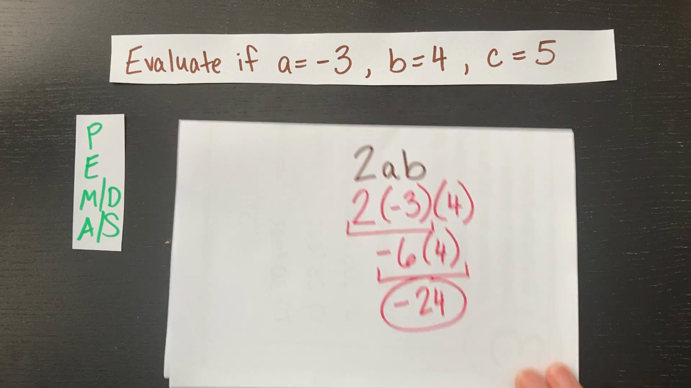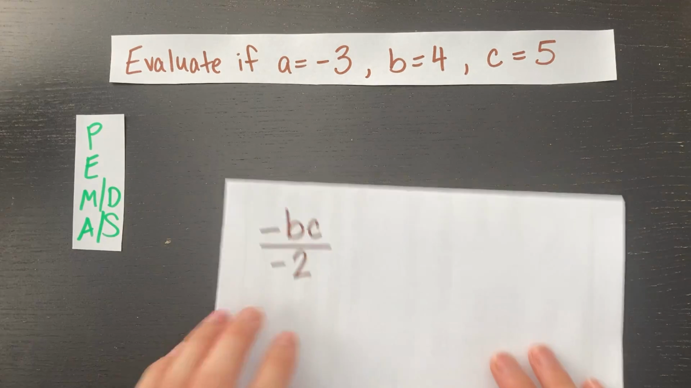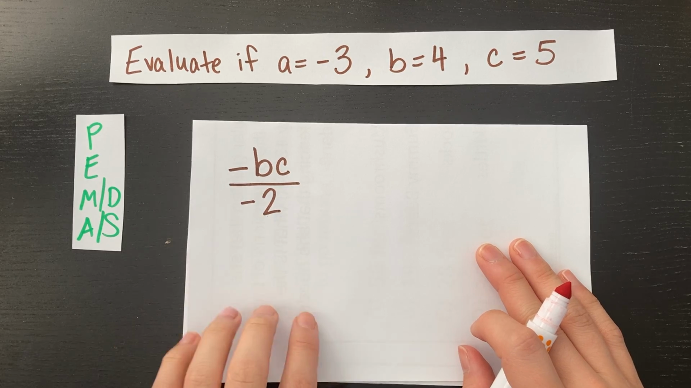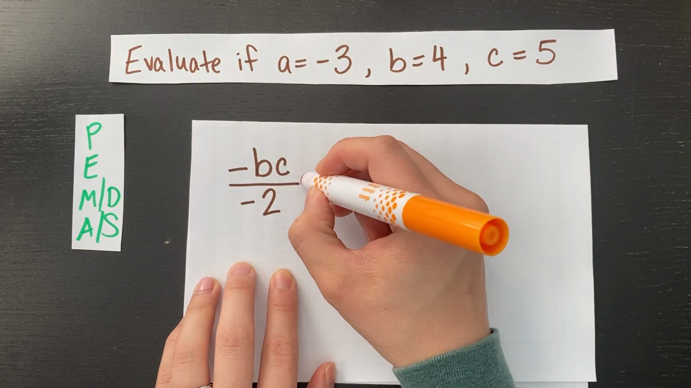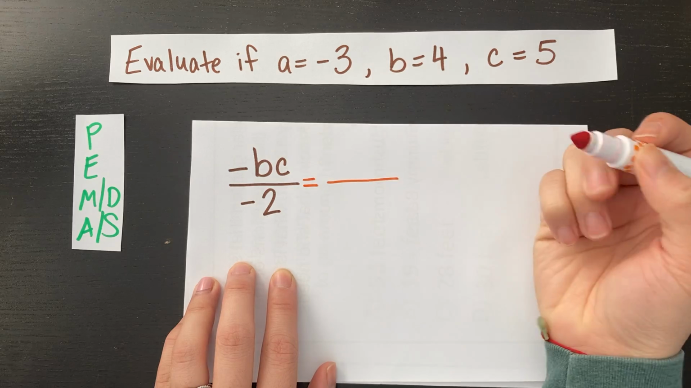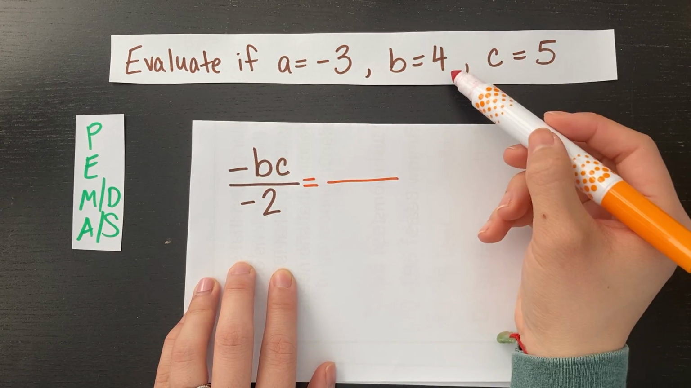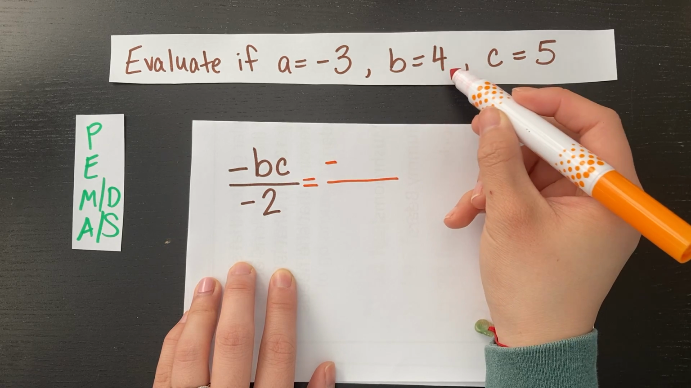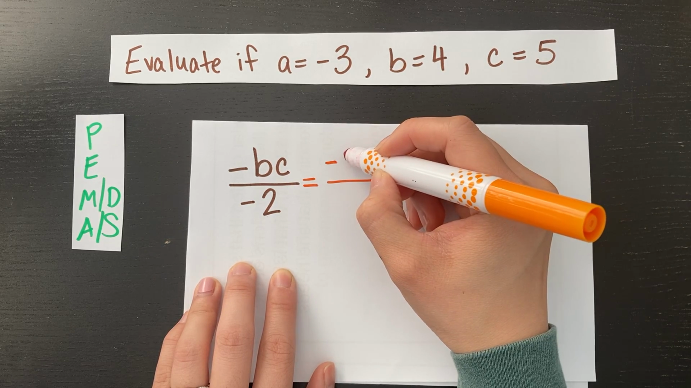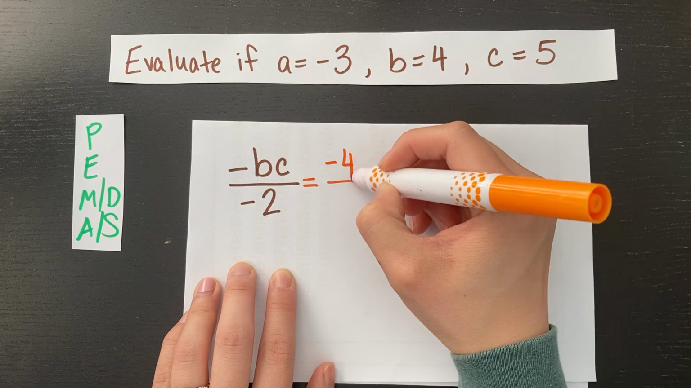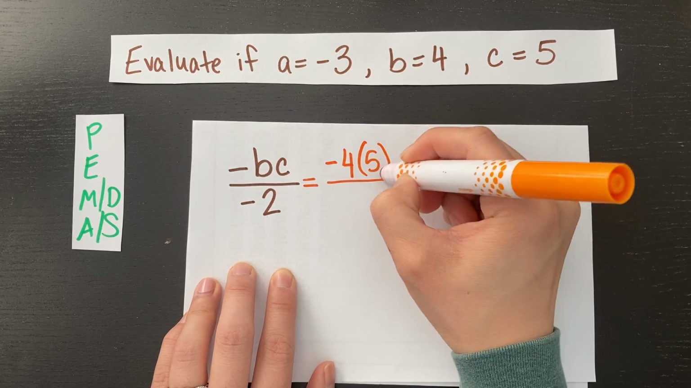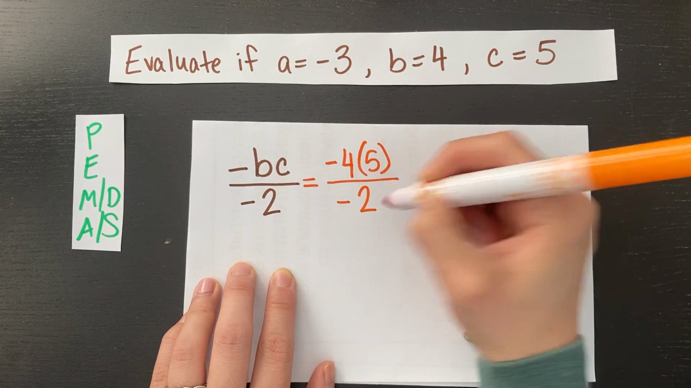I think that brings us to our last, oh, nope, sorry, we got 2 more problems. Another fraction. Negative b, b is 4, okay, so I'm still going to write that there. I'm replacing this letter b with my value, 4. Then c, okay, c is 5, divided by negative 2.